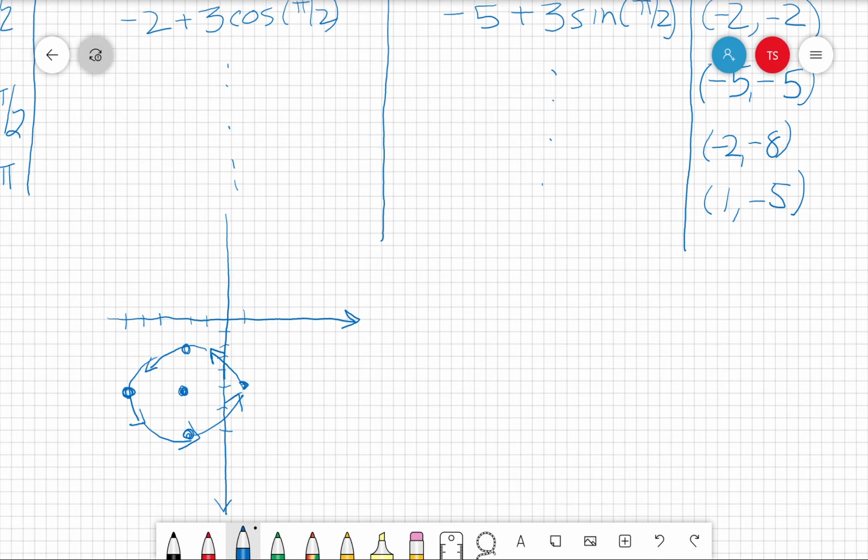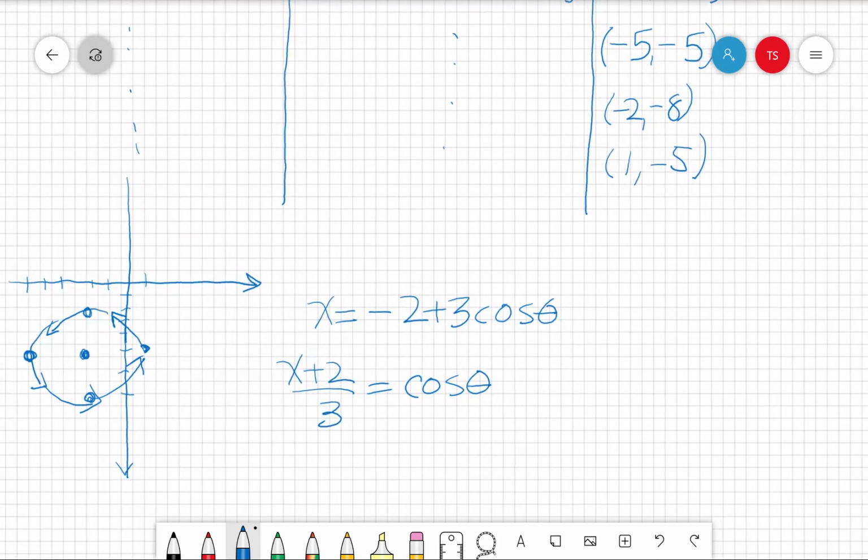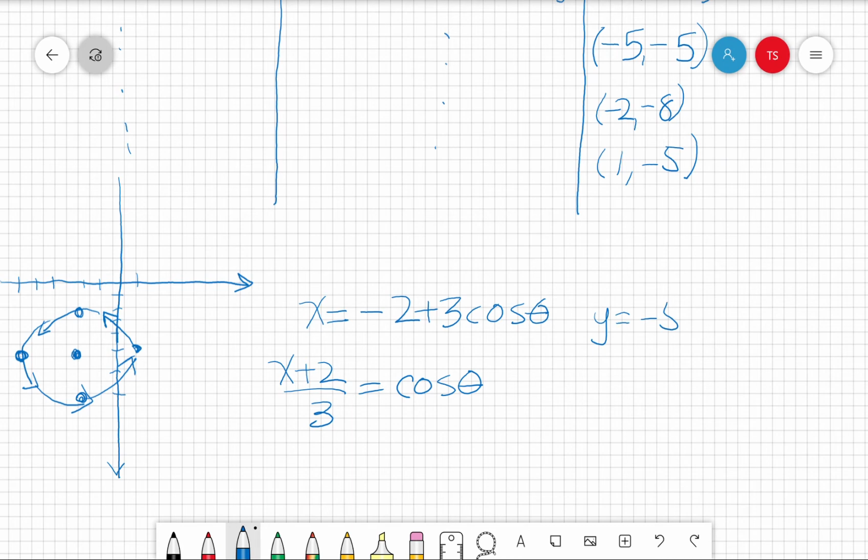So that's my parametric equation. And to get the Cartesian equation out of that, let me just write x is equal to -2 plus 3 cosine theta. So this means that x plus 2 divided by 3 is equal to cosine theta, and y is equal to -5 plus 3 sine theta. So y plus 5 divided by 3 is equal to sine theta.